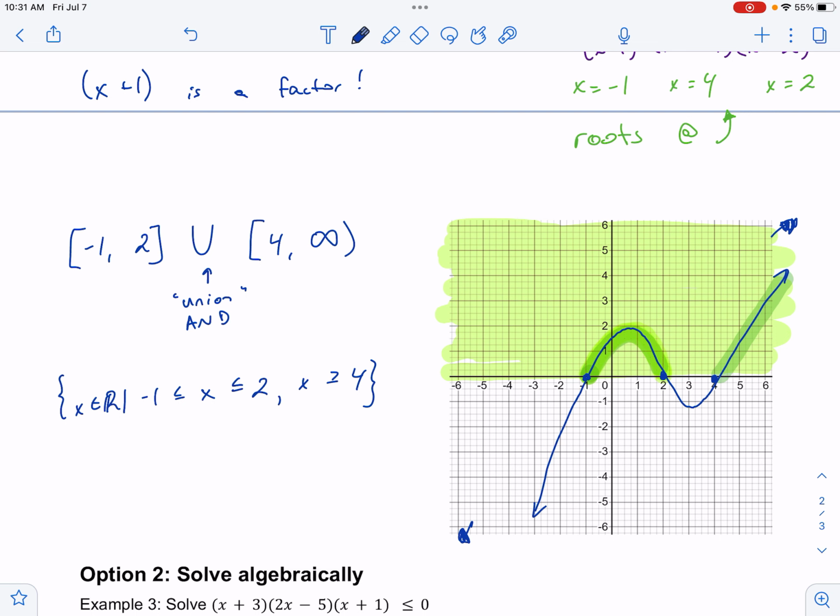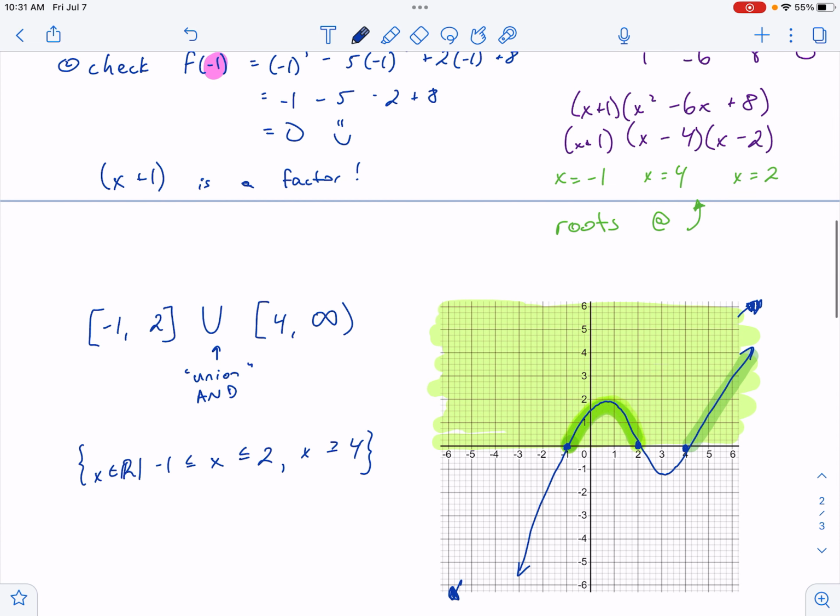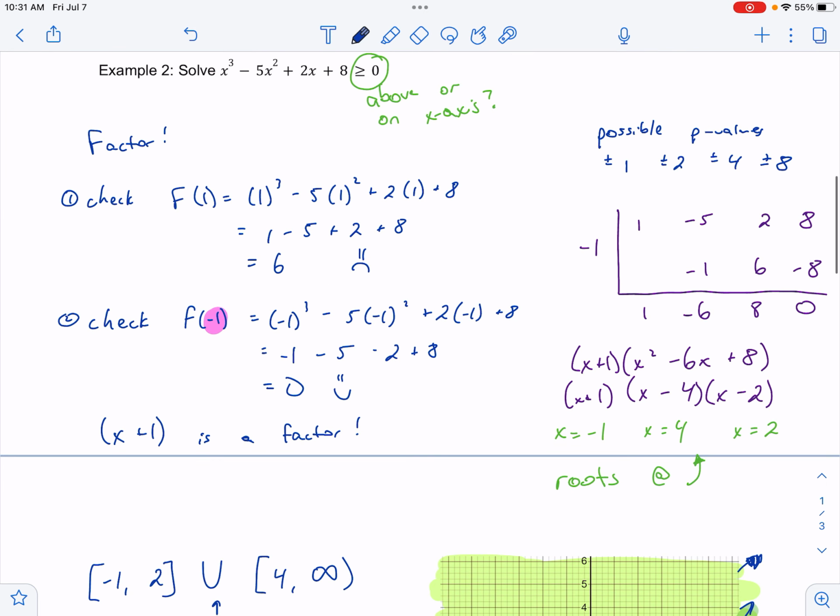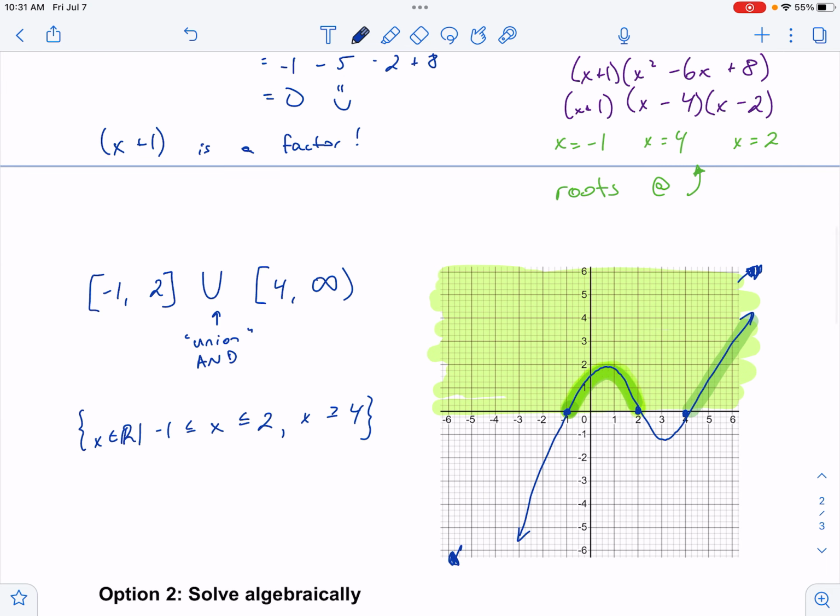So those are two examples where you have had to solve graphically. You were not provided the graph. You had to sketch the graph yourself using all of the prior knowledge and then interpret the graph and write a statement.